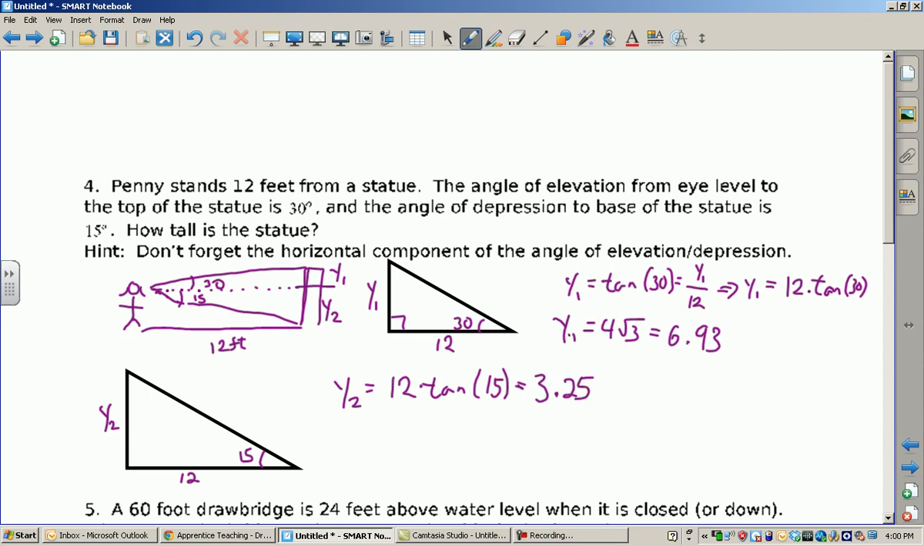And I get the fact that y1 plus y2 is 10.14 feet. So that statue is 10.14 feet tall.